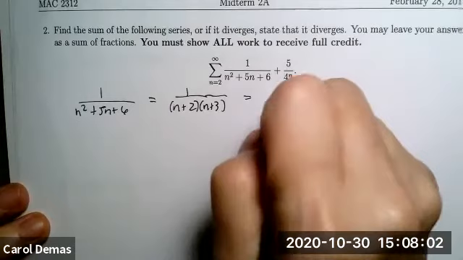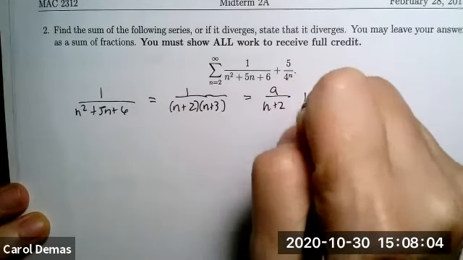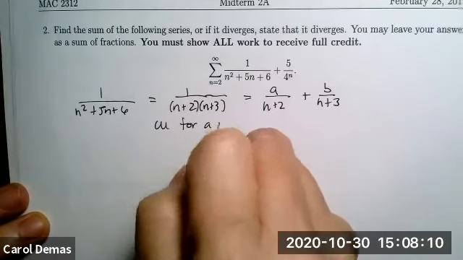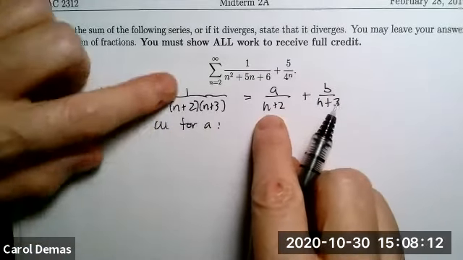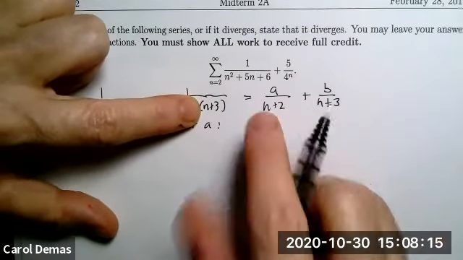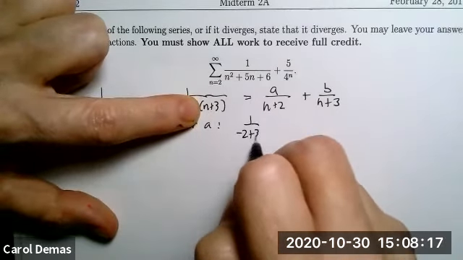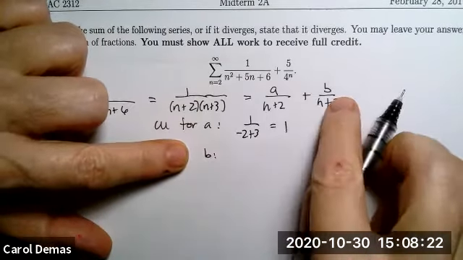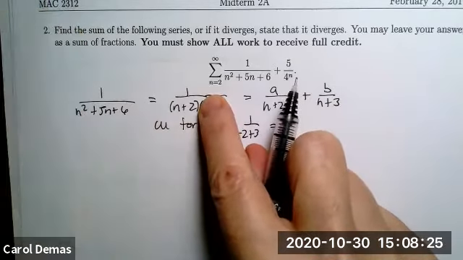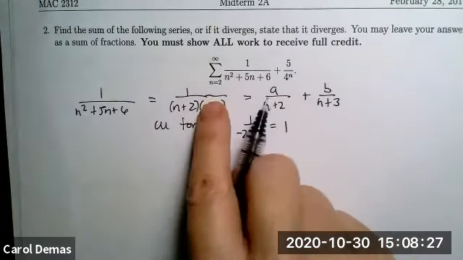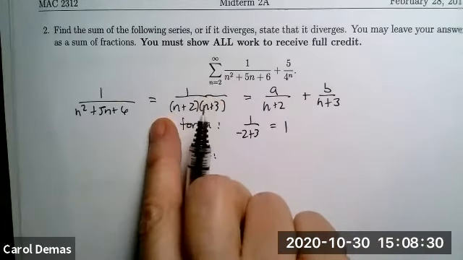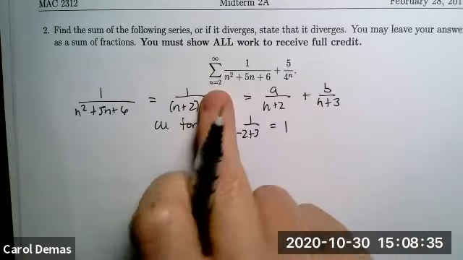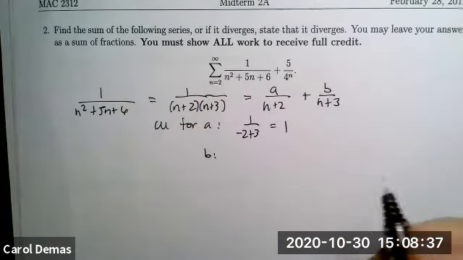Partial fraction decomposition. And we're going to do cover up for A and B. For A, I'm going to plug in -2 and cover up that denominator. So we'll get 1 over -2 plus 3, which is 1. For B, we're going to plug in -3 and cover up that factor. So B will be -1.